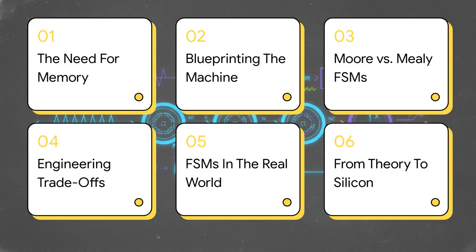Here is our roadmap for today's explainer. We're going to cover the need for memory, blueprinting the machine, Moore versus Mealy FSMs, engineering trade-offs, FSMs in the real world, and finally, from theory to silicon. Let's get right into it.